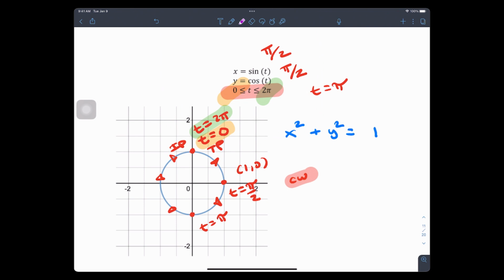Pi over 2. We're over here for that value of t. So t is pi didn't really help us. T is pi over 2 helped us a lot. We can figure out the orientation. The orientation is going to be here, clockwise orientation. So it's sketching the curve clockwise.